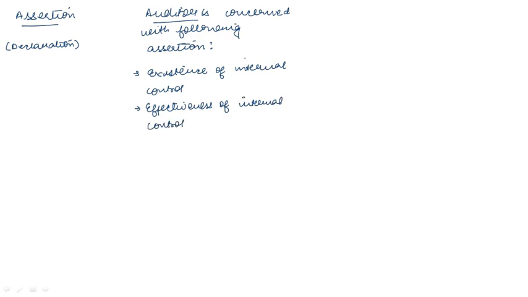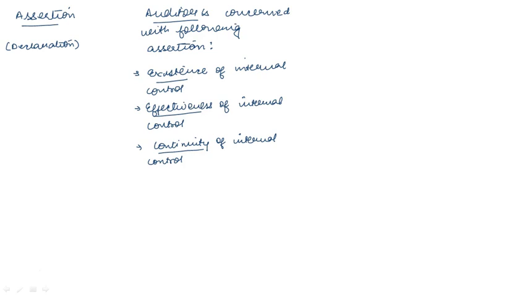Effectiveness of internal control. The next is continuity of internal control. So that yes, your internal control systems are in existence, moreover they are effective and they are working on continuous basis. That is the total scenario.